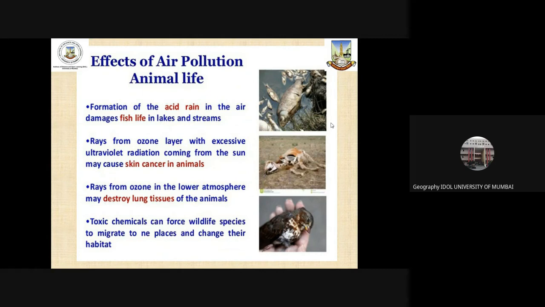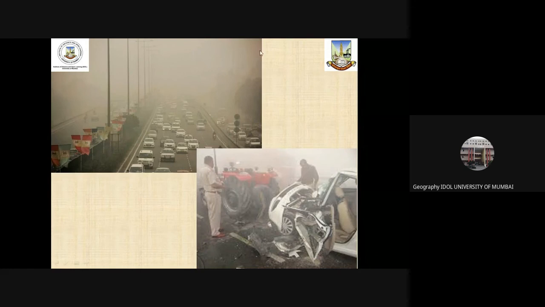and birds are very much vulnerable to the air pollutants caused by industrial development. I was talking about the smog that is being created.